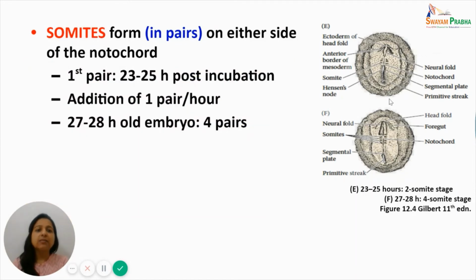Now this E diagram is the 23 to 24 hour stage, where the first pair of somites is laid down here. As we see in this diagram, this is the first pair of somites or the two somites formed on either side of the growing notochord. There is an addition of one pair per hour of the growing embryo. So that at 27 to 28 hour stage of the embryo, there are 4 pairs of somites formed. So the 27 to 28 hour stage is known as the 4 somite stage of the chick embryo. As we can see the 4 pairs in the F diagram here.